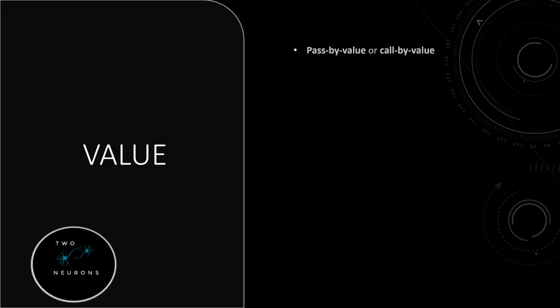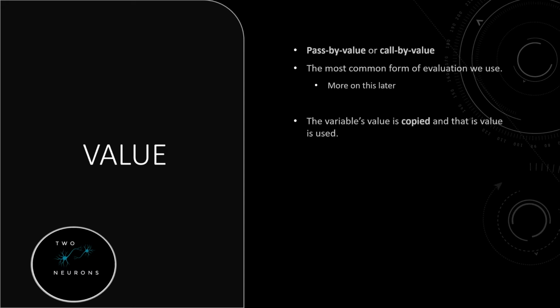So value, or pass by value, or call by value, is the most common form of evaluation that we use. I will talk more about this at the end of today's prep video. In pass by value, the variable's value is copied, and it's that copied value that is used. So what you need to know about this really is that when the value is changed, it's only changed in the local scope. The second that value leaves memory, it's gone.